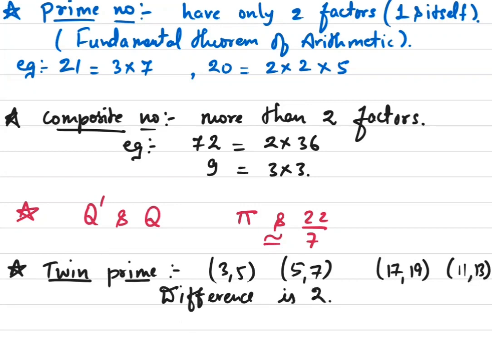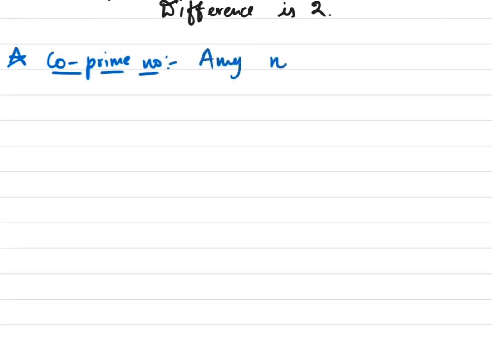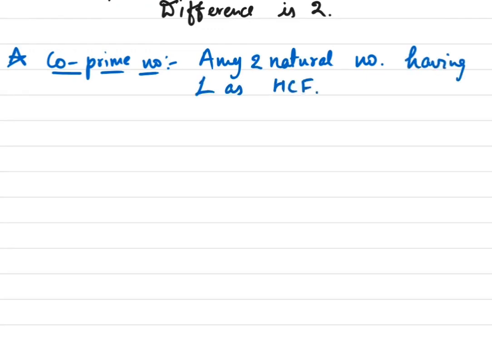Then after twin primes, we have another set of numbers classified as co-prime numbers. So what are co-prime numbers? In co-prime numbers, the numbers are not necessarily of prime nature. It could be any natural numbers. The definition is any two natural numbers which have HCF as 1, that is, the highest common factor, and the only common factor is 1. For example, 13 and 14. What is common between them? Only 1.